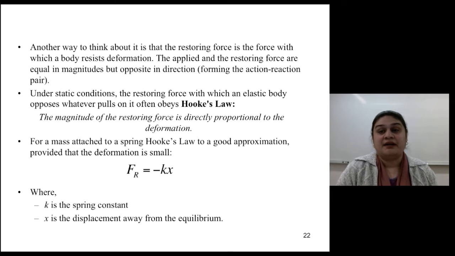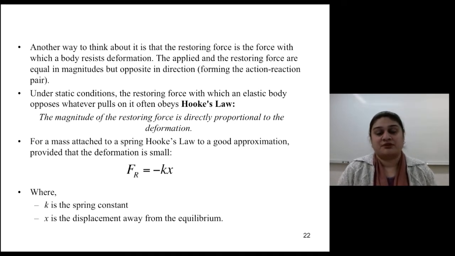Another way to think about restoring force is the force by which a body resists deformation. The applied and the restoring force are equal in magnitude but opposite in direction, according to Newton's third law, forming the action and reaction pair. Under static conditions, the restoring force with which an elastic body opposes whatever pull or push is applied to it often obeys Hooke's law. Hooke's law is stated as: the magnitude of the restoring force is directly proportional to the deformation. For a mass attached to a spring, Hooke's law is a good approximation, provided that the deformation is small.